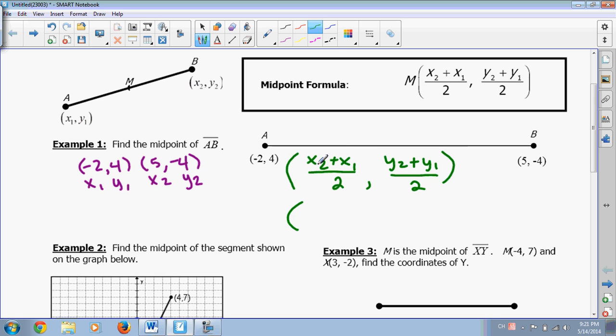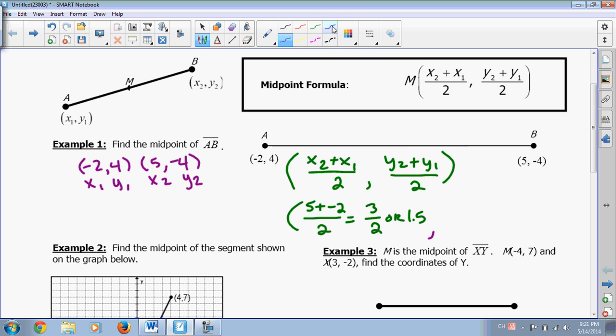Well, our second x is 5, plus our first x is -2, divided by 2. Well, 5 minus 2 is 3, divided by 2 is just 3/2, or 1.5. And then we want to do our y values.